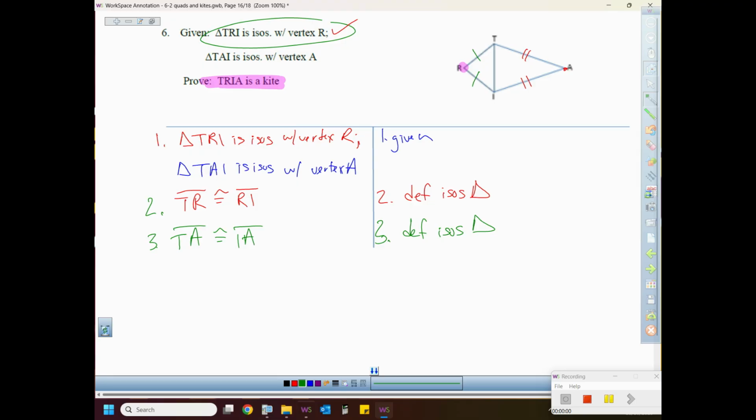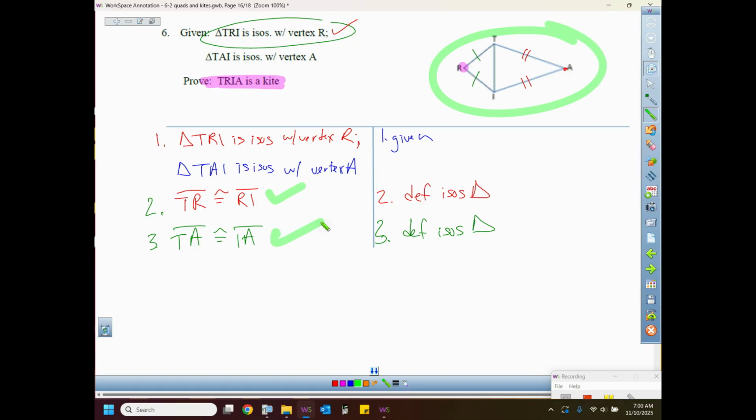There's no transitive, nothing's crossing each other out, but check it out. Look at that guy. Does he look like he's a kite right now? Does he have 2 distinct pairs of consecutive sides equal? Yep, here's 1 pair. Here's a second pair right here. So I'm going to go all in and say, hey, this thing is a kite. TRIA is a kite because he's got two distinct pairs of consecutive sides equal, or in other words, that's the definition of a kite. So basic when you really think about it. It's like, oh, of course.